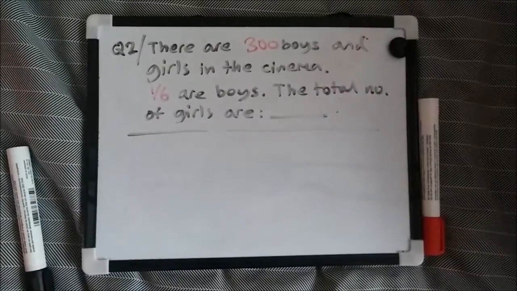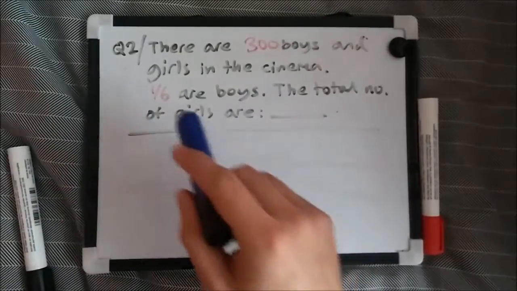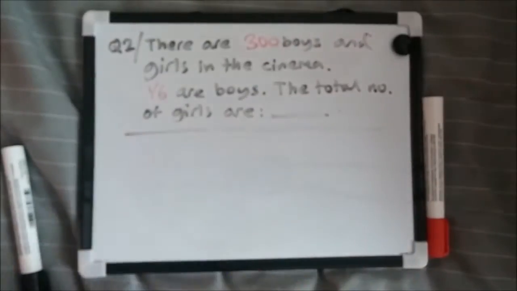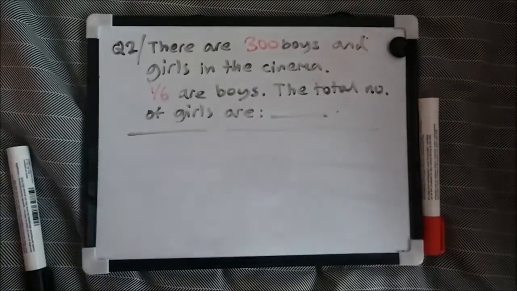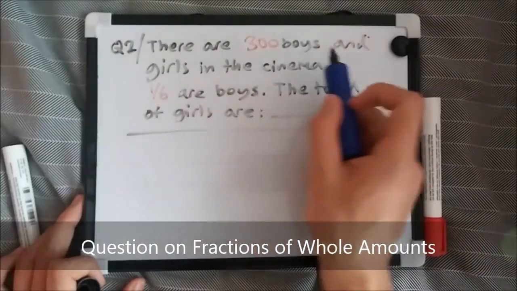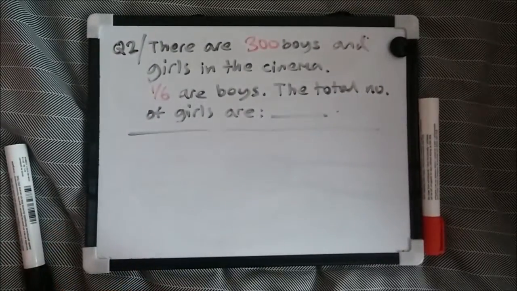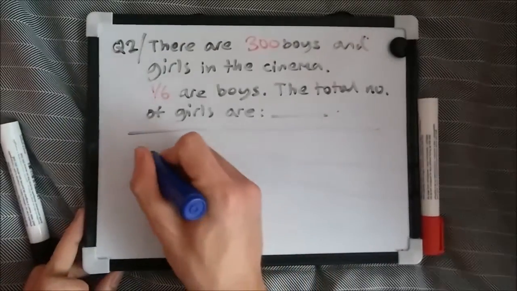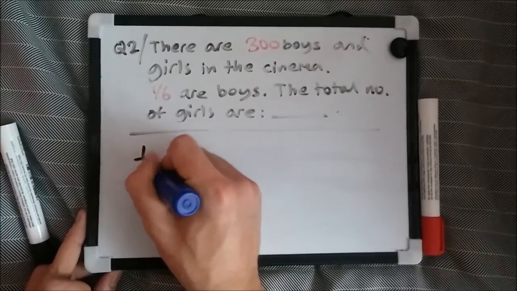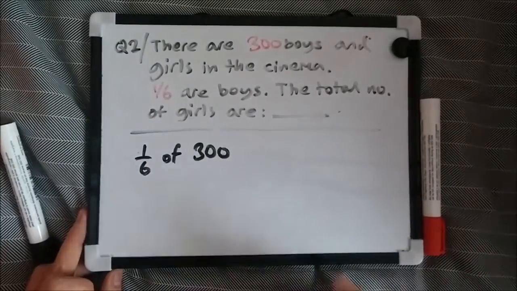Okay, for question 2 now. There are 300 boys and girls in the cinema. 1/6 are boys. The total number of girls are, and we fill out the blank here. So let's work this out. The question tells us that there are 300 boys and girls in the cinema, and we know 1/6 are boys. So this implies that the number of boys in the cinema would equal 1/6 of 300.